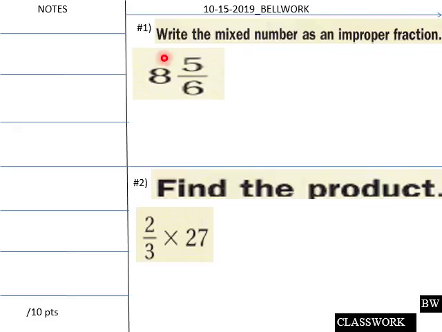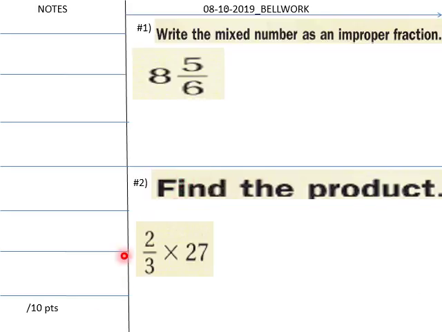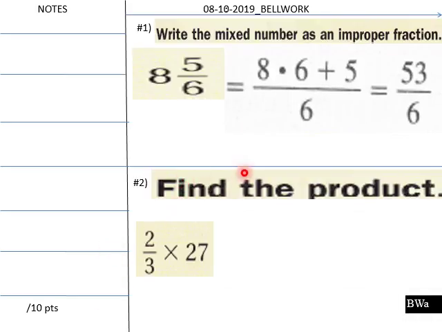Write the mixed numbers as improper fractions, and then find the product. Give your students 3-4 minutes. Welcome back for our solutions. There's our solution for our first problem here in the bell work.